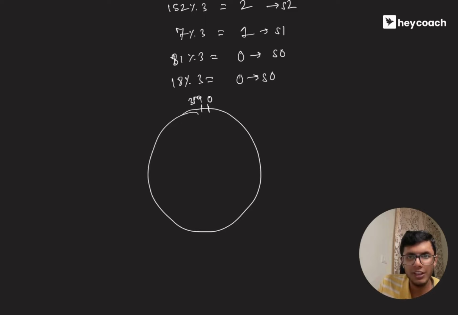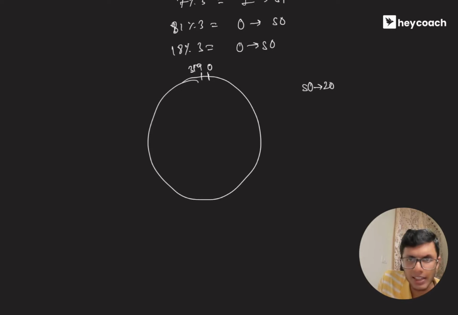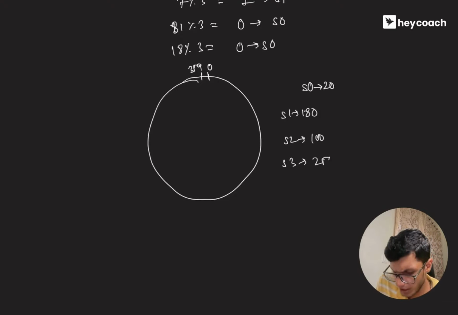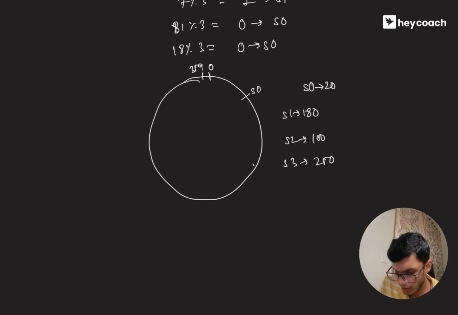So let's say we hash the server IP addresses and S0 comes out to be somewhere like 20. Then let's say we have S1 at 180, S2 at maybe 100 and S3 at 250. And then we just plot it, right? So somewhere here it would be S0, somewhere here S2, then somewhere here S1, and somewhere here S3. So now we have allocated points for all the servers in our ring.